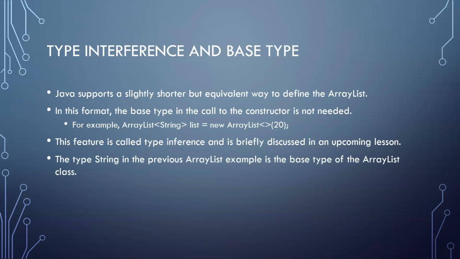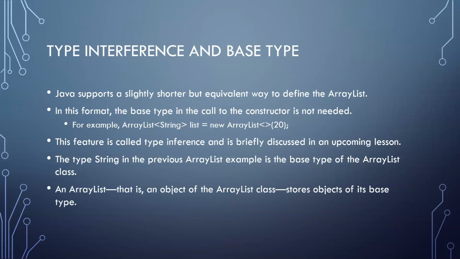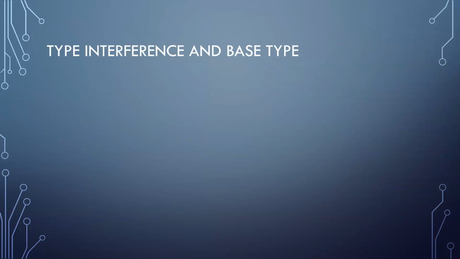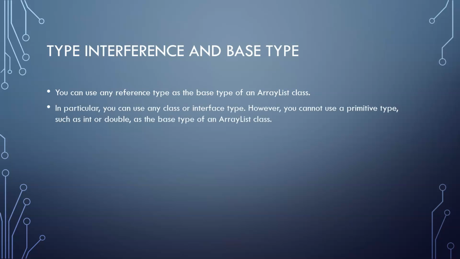The type String in the previous ArrayList example is the base type of the ArrayList class. An ArrayList object stores objects of its base type. So you can do it this way. It is perfectly viable to do it. If you just wanted to make it a little shorter, the difference is that you do add some clarity for your own sake. As we mentioned, you can use any reference type as the base type of an ArrayList class. In particular, you can use any class or interface type. However, you cannot use a primitive type, such as int or double, as the base type.